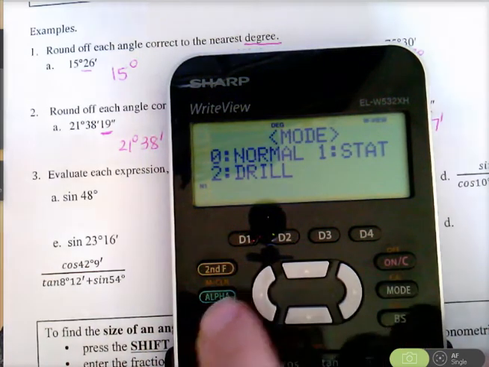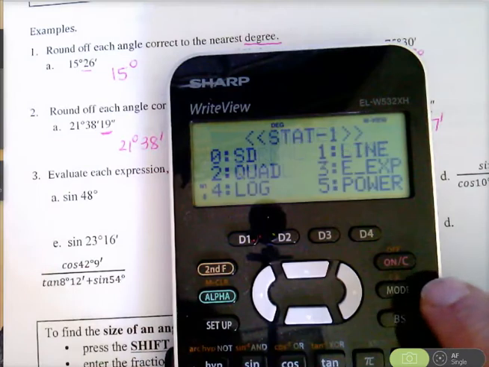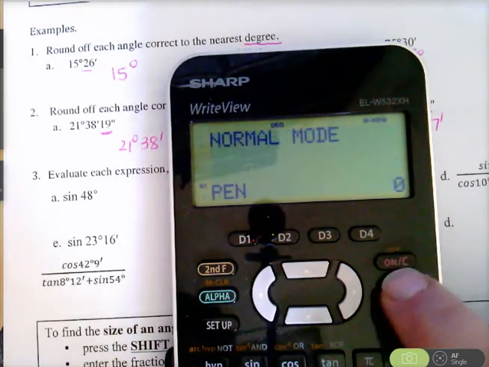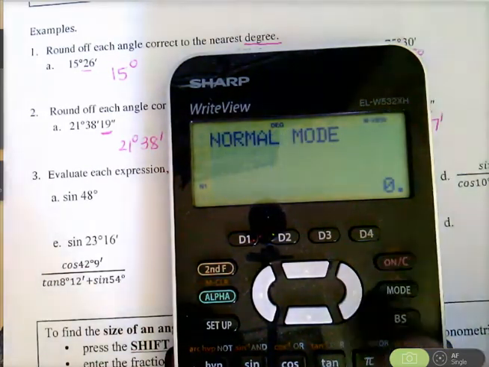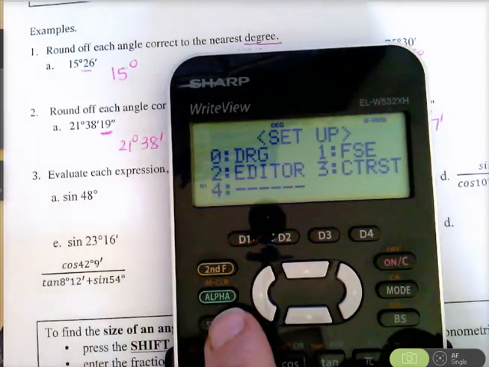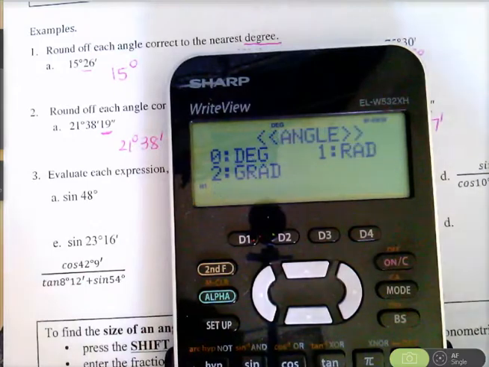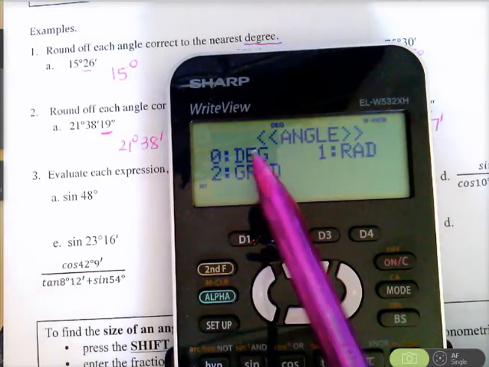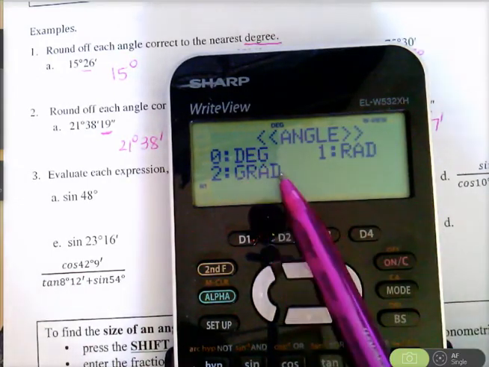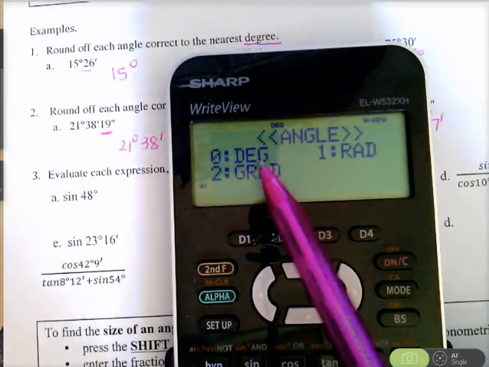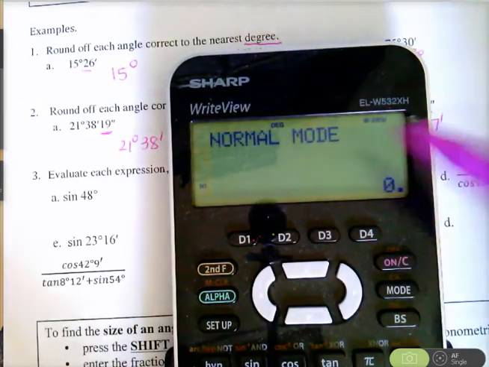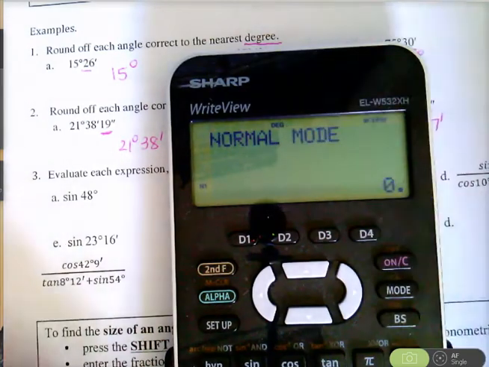Just seeing where, actually it could be in setup. So I'll just get, whoops, cancel that. Mode, normal, 0. So I'm just going to go to setup. If I press setup, see here I've got degrees, 0. And here we've got angles: degrees, radians, GRAD. You always have to be in degrees mode, DEG. You'll know that you're in degrees mode if it says DEG there.